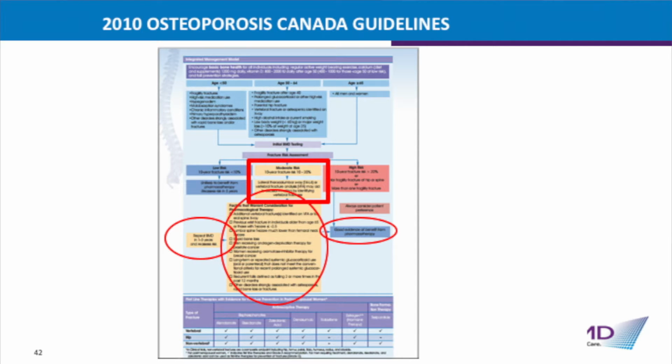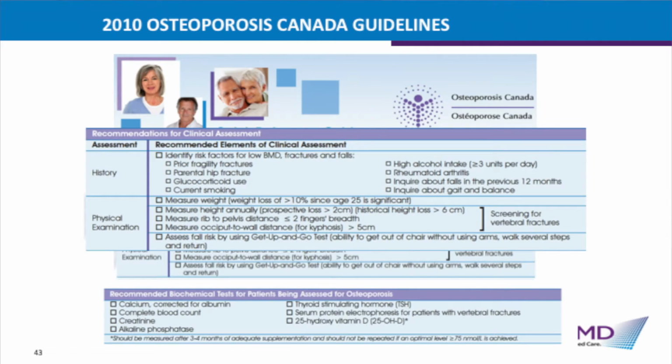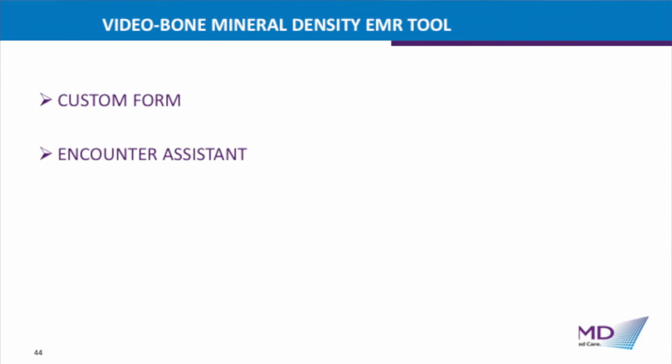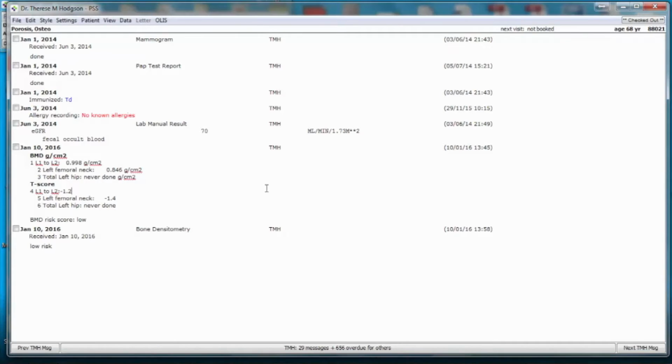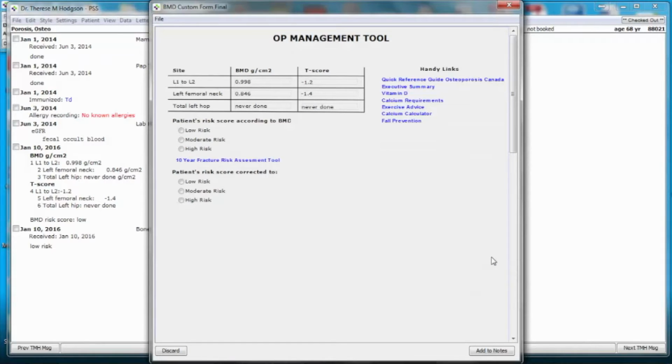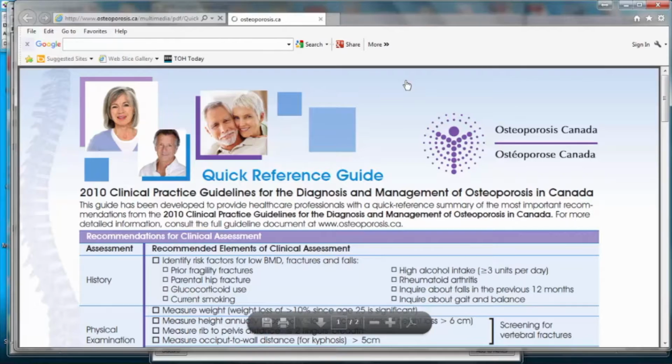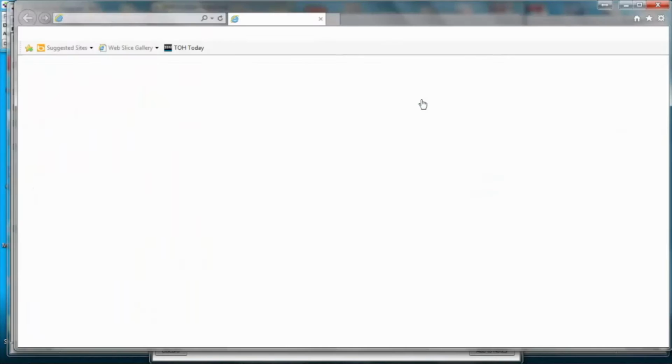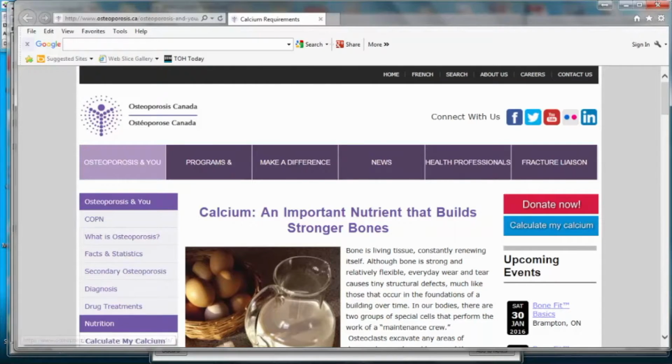And then, of course, we do, first of all, our history, our physical examination, and then we have investigations. So we have 2 tools here to walk through this part of the Osteoporosis Canada guideline, the custom form and the encounter assistant. So whenever you see the terms EA, that means encounter assistant. So let's have a look at a custom form, F2 BMD custom form. We see here that the information is drawn from the chart into this table, and to the right you have quick and handy links such as the Osteoporosis Guideline and other areas of the Osteoporosis Canada website.